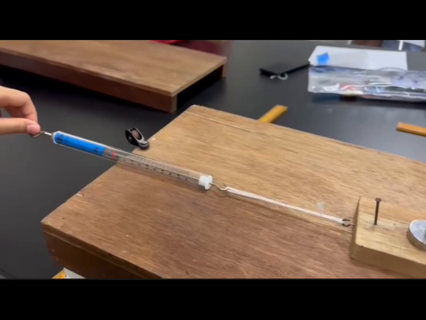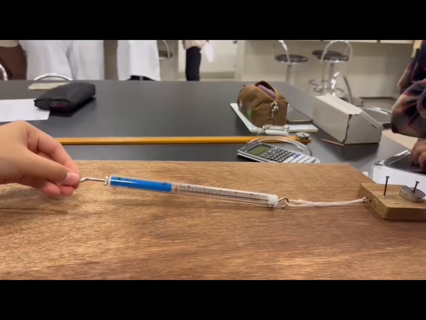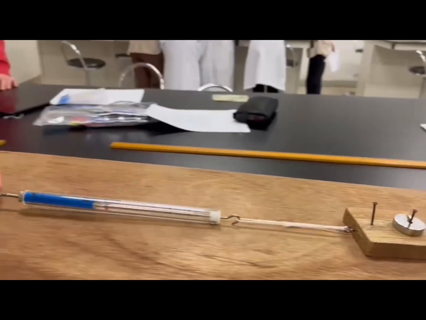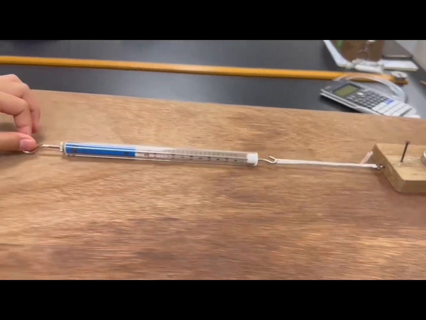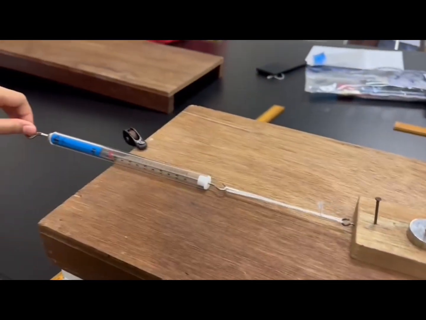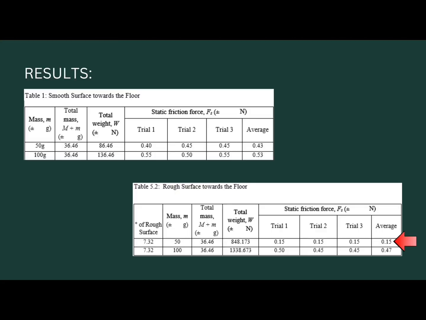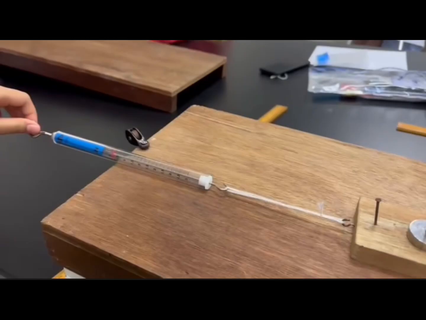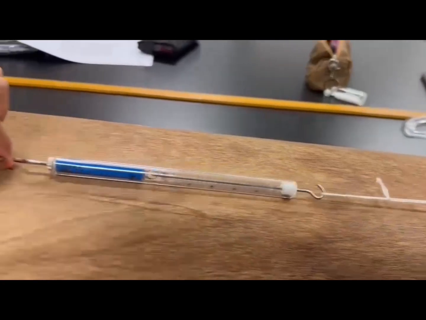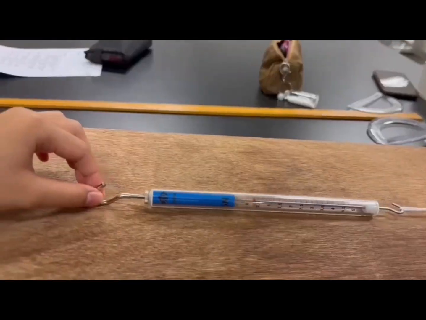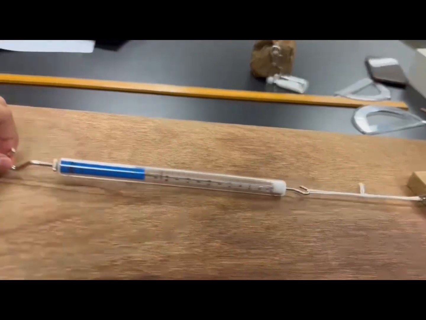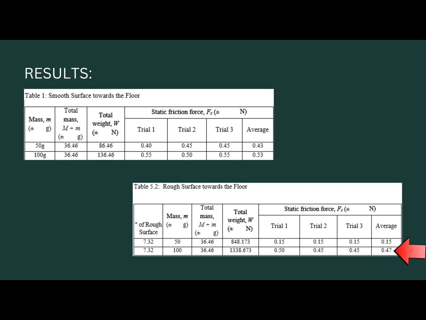So we will proceed to the experiment on the rough surface. The first result is 0.15. The second result is also 0.15. The third result is 0.15. And the average for this first attempt is 0.15. Next, we will proceed to the second attempt. The first result is 0.50. The second and third results are 0.45. And the average for the second attempt is 0.47.